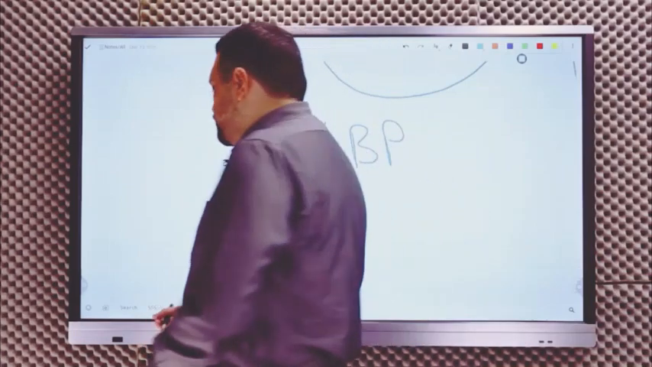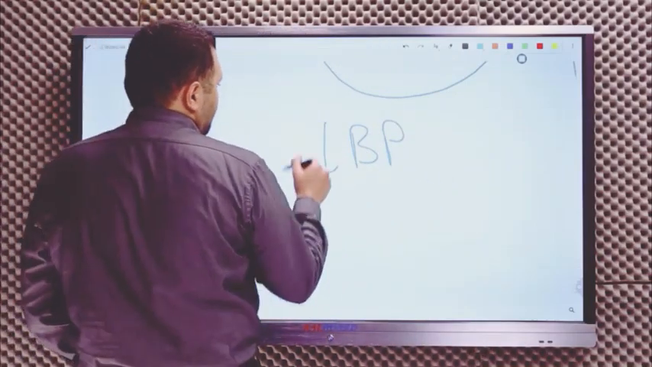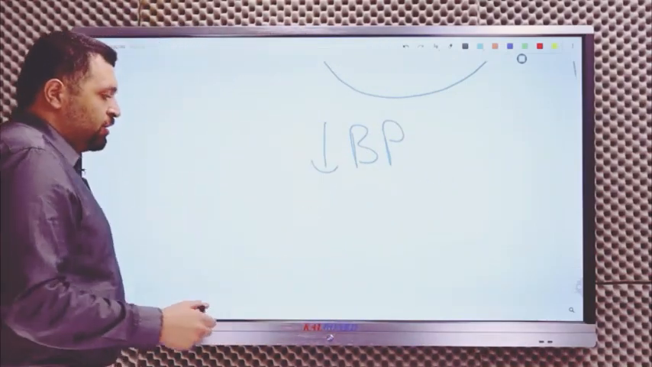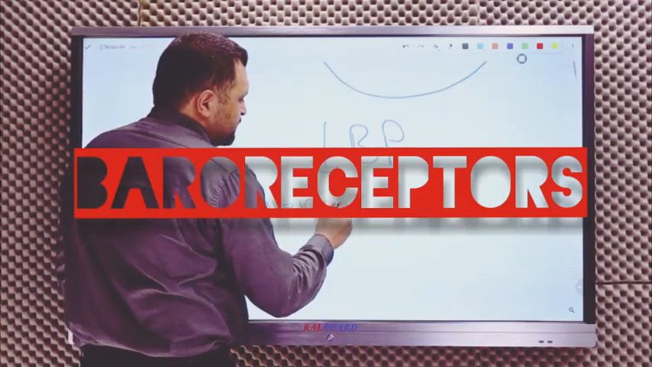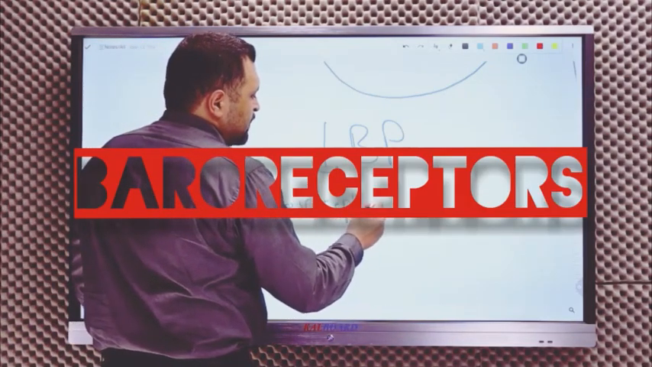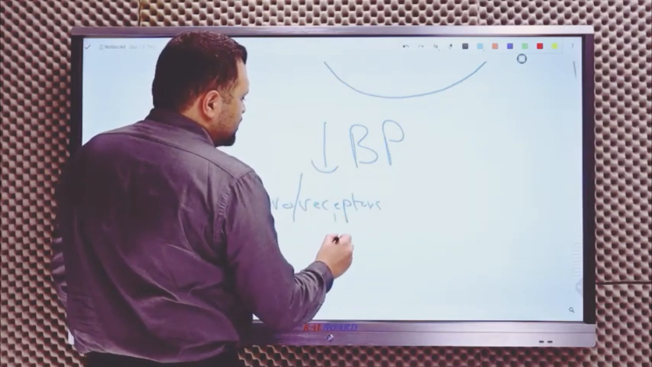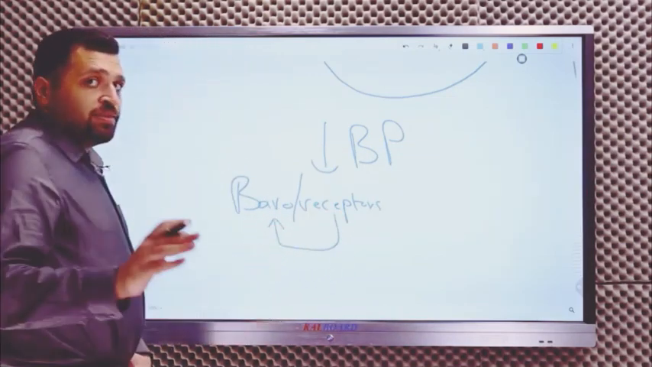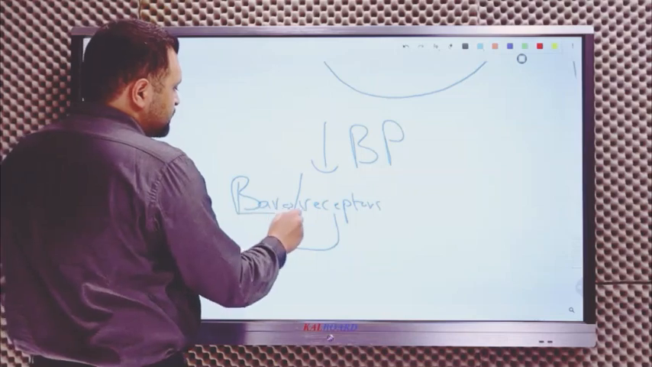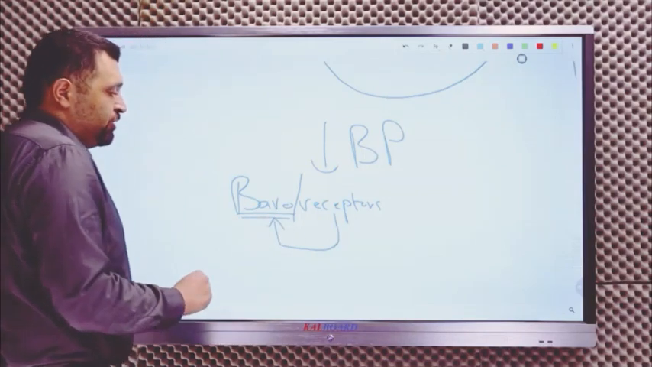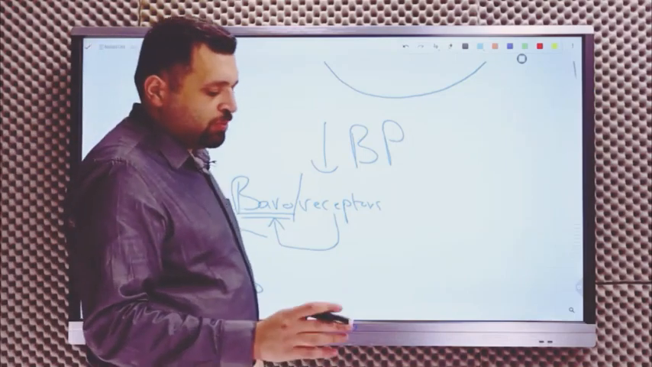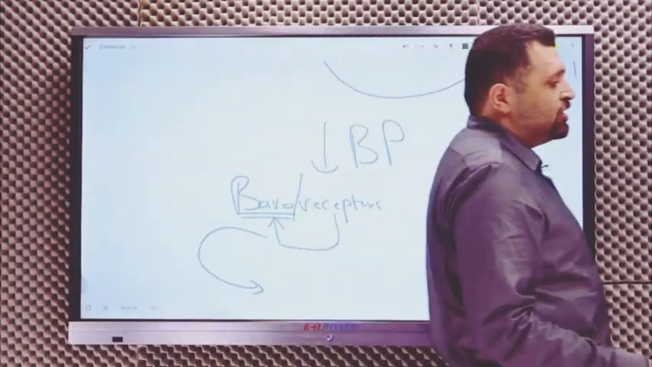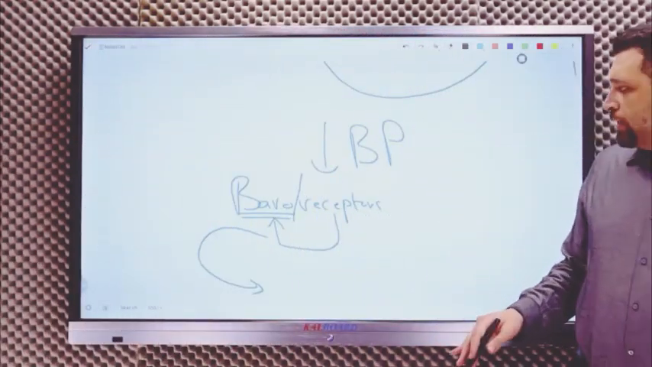So what does the body do when your blood pressure, for example, decreases? We have something called receptors. These receptors sense the changes in the blood pressure, and they transmit the info to the brain. The brain makes changes to the body.